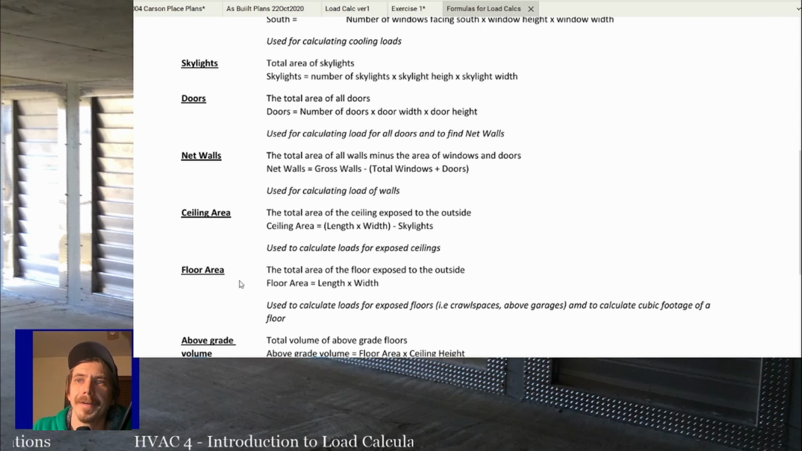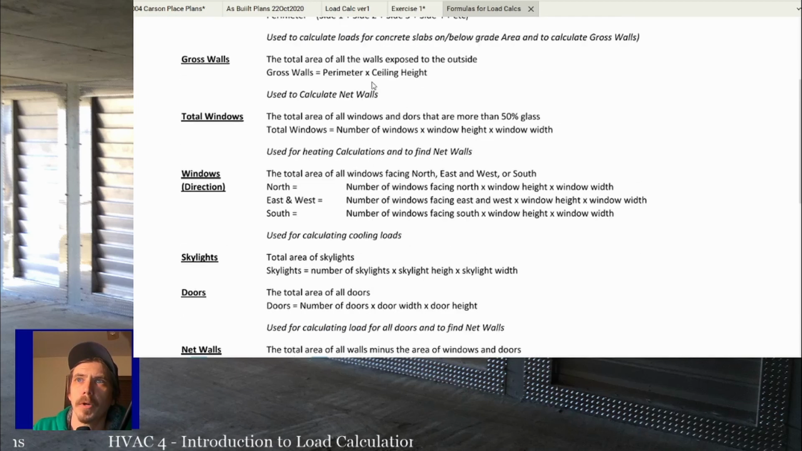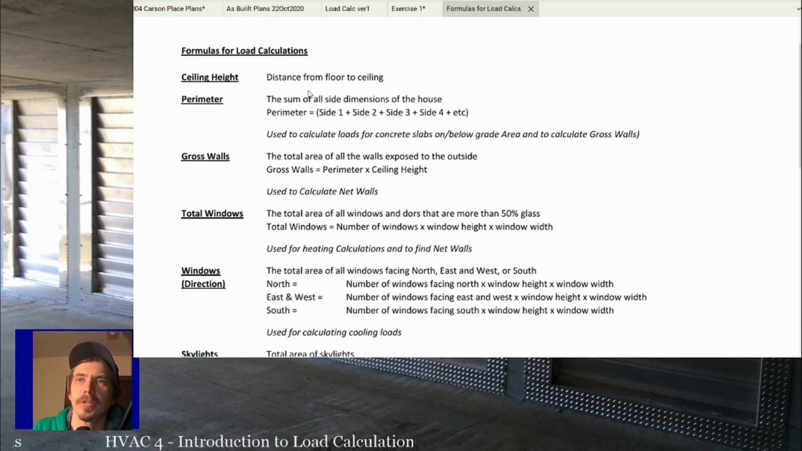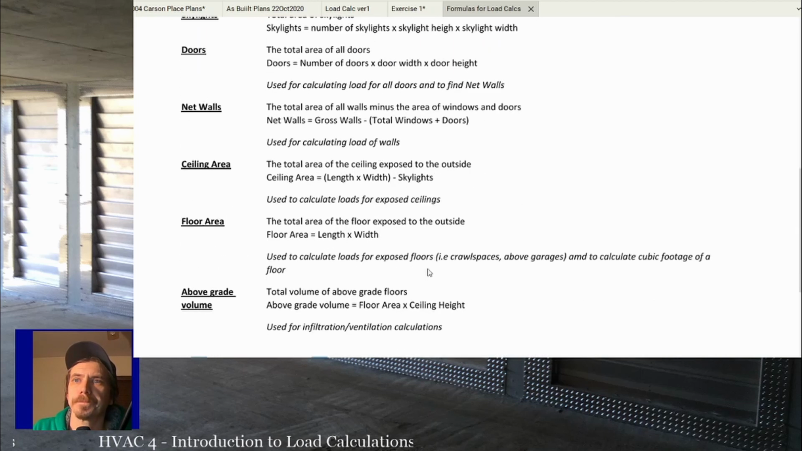The floor area is the total area of the floor exposed to the outside. Floor area is length times width, and that's used to calculate loads for exposed floors. So if it's crawl spaces or above garages or anything like that, then we're going to use the floor area as opposed to slabs on grade and slabs under grade, where that area will be the perimeter, right?